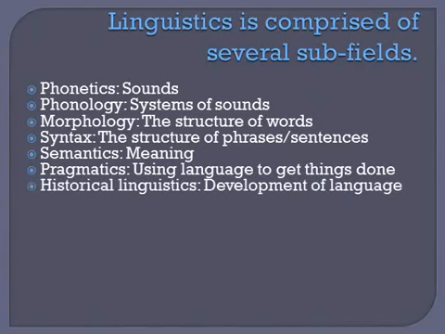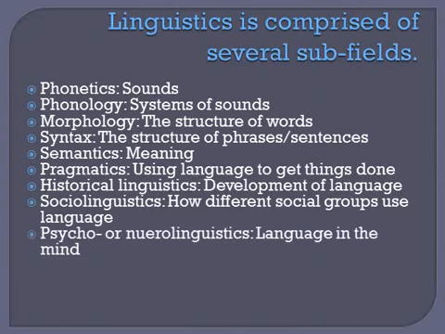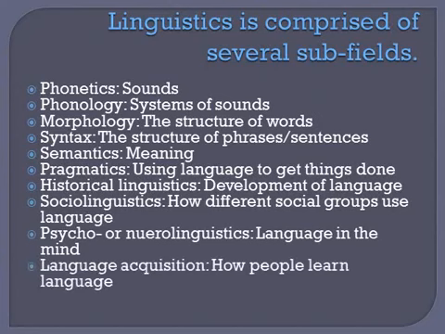There's historical linguistics, the study of how languages change over time, and sociolinguistics, the study of how groups of people use language in different ways. Psycholinguistics, or neurolinguistics, deals with how the brain handles language. Language acquisition studies, not surprisingly, how people learn languages. And we could keep going with fields like forensic linguistics, computational linguistics, and so forth, but a lot of those names seem pretty self-explanatory.